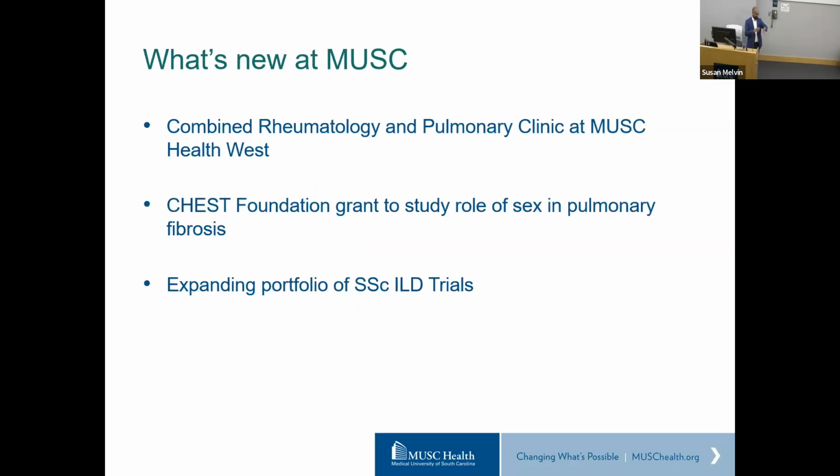So I'm going to conclude by talking a little bit about what's new at MUSC. Dr. Silver and I are understanding the large population of autoimmune interstitial lung disease that we see at MUSC. We do have a new combined clinic at the Health West campus. For the time being, we have 2 clinic sessions a month on Monday afternoons, but we are hoping to expand on that.